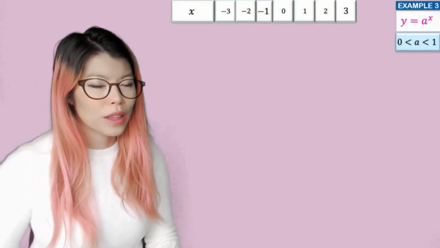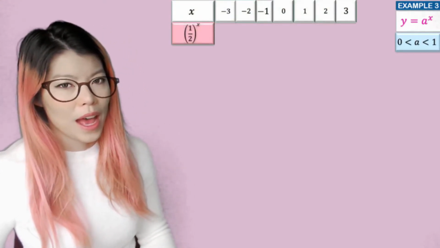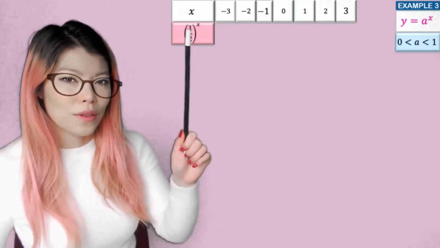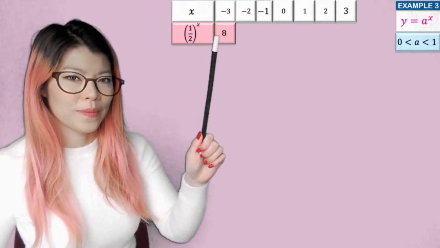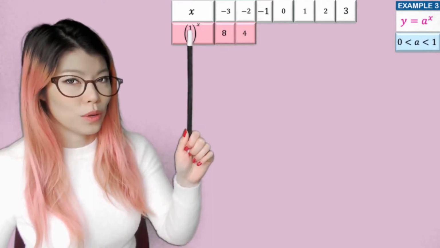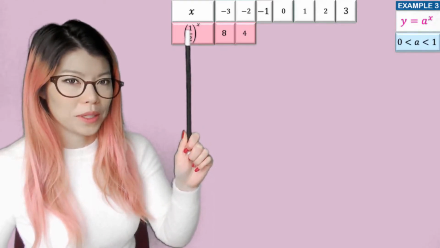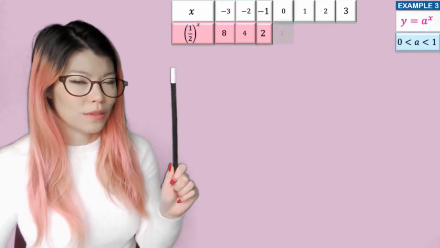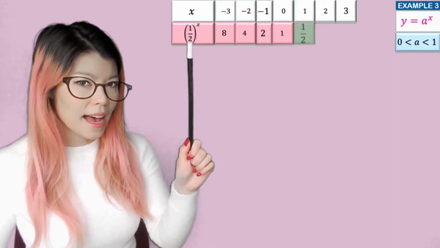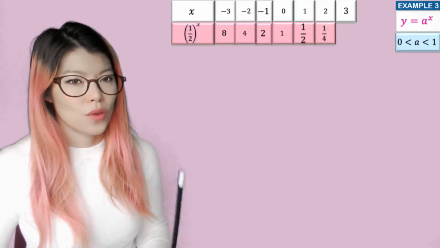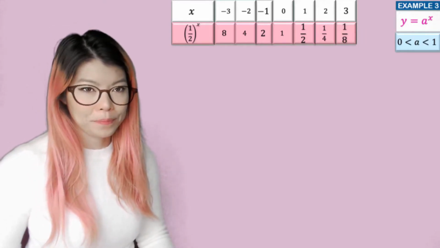What about when a is between 0 and 1? What would it look like? So here we have a half to the x. Let's explore that. When x is negative 3, we will have 2 cubed, or 8. When x is negative 2, we will have 2 squared. So we have to bring it to the top to make the power positive. When x is negative 1, it will be just 2. When x is 0, obviously that's 1. When x is 1, that's a half. When x is 2, a half squared is a quarter. When x is 3, then 1 over 8.